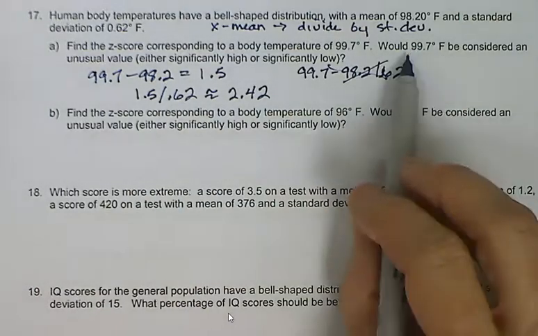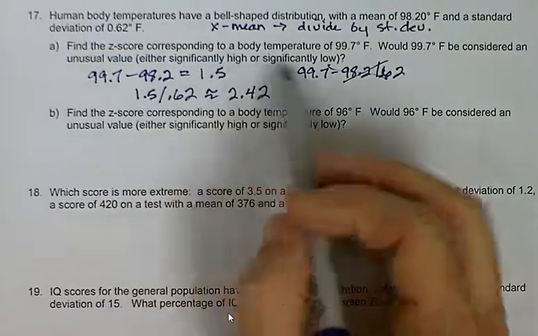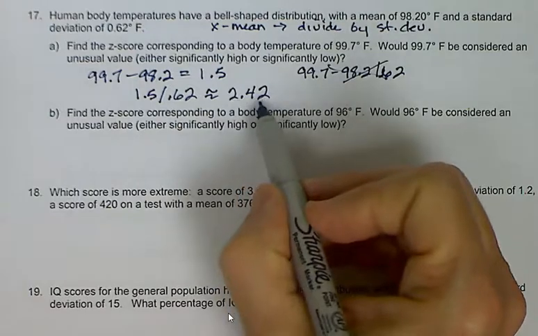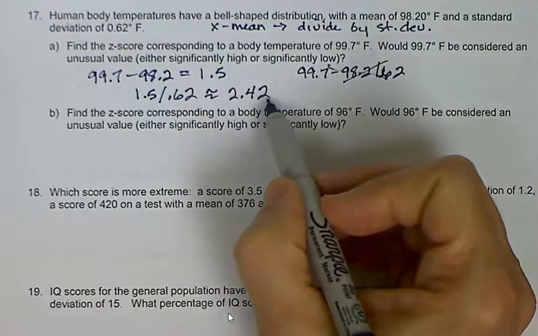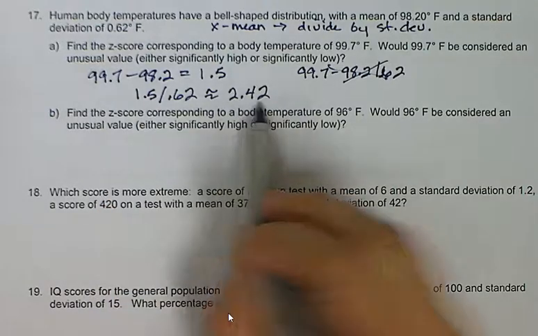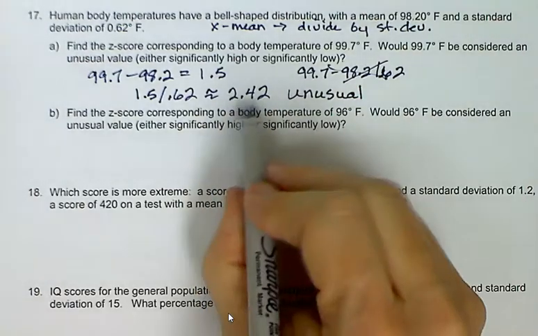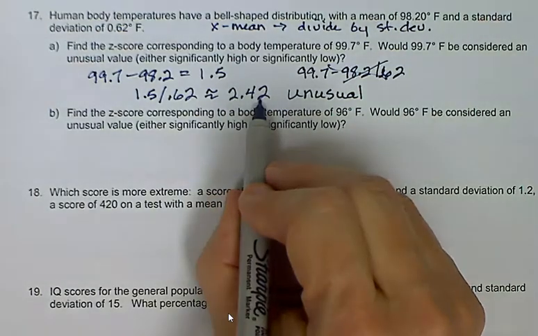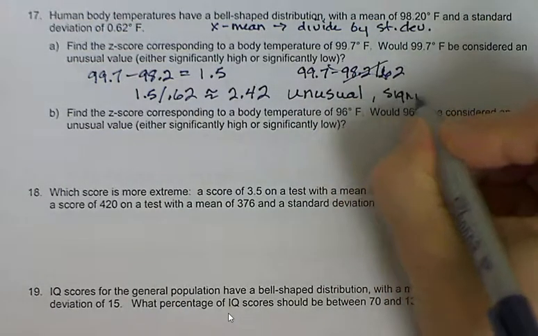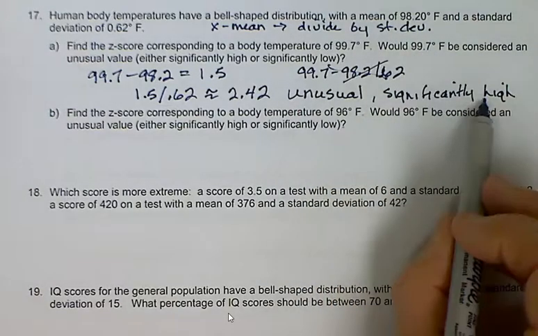The other question here is whether this would be considered an unusual value, either significantly high or significantly low. For that, we're looking at the z-score. If the z-score is either more than 2 or less than -2, then it's considered an unusual value. So yes, this one would be. Since the z-score is positive and it's more than 2, that means we consider this a significantly high value. So our original temperature of 99.7 would be considered significantly high.